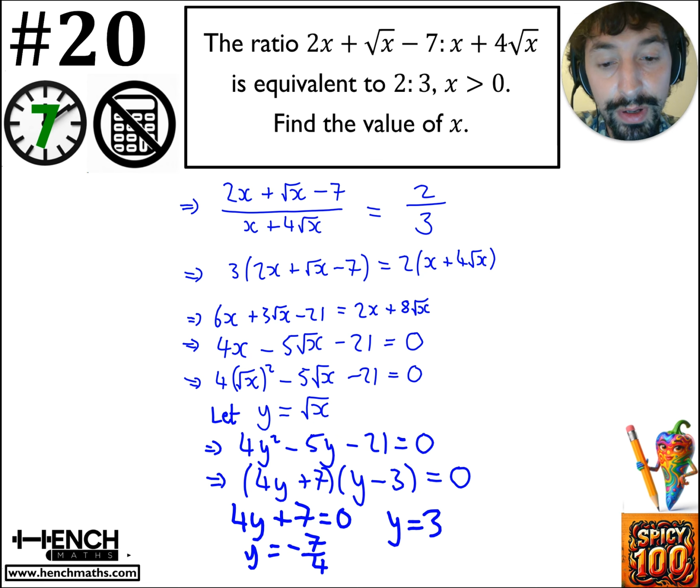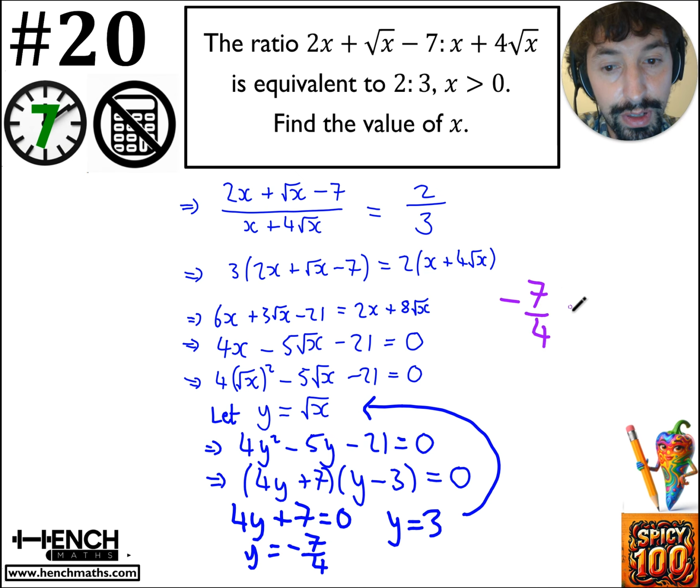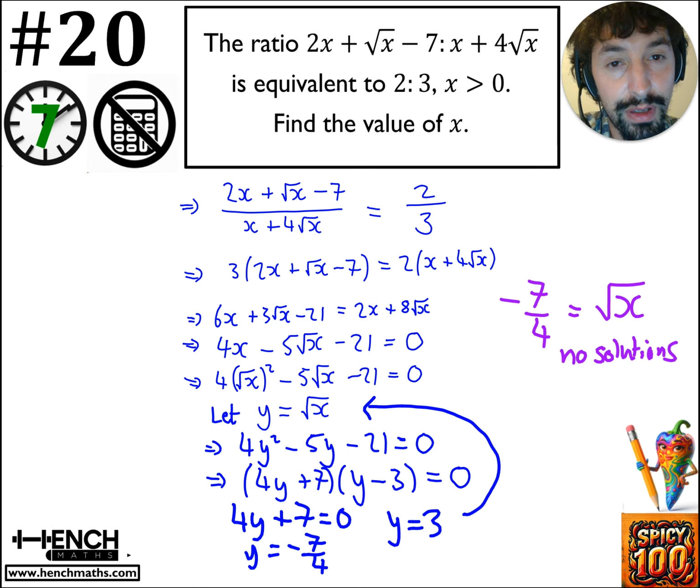So we found y, but remember, these y values relate to this substitution that we did. So let's now put these back in. So this means that negative 7 over 4 is equal to the square root of x. Now, because we're just dealing with the positive square root here, it's actually impossible for us to take the positive square root of x and get a negative value. So actually, we can discount this as a solution. So we get no solutions for this value.